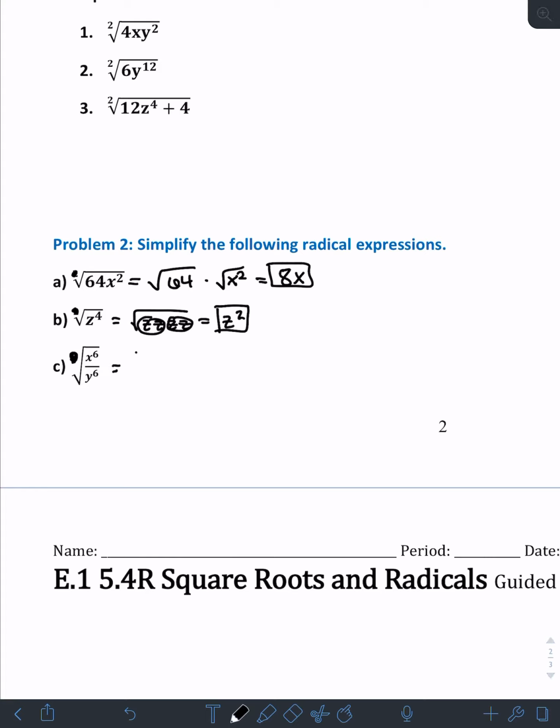And then I have the square root of x to the 6th over the square root of y to the 6th. If you wanted, you could write out 6 x's, or you could just divide the exponent by 2. So then I'd have x cubed on top and y cubed on the bottom.